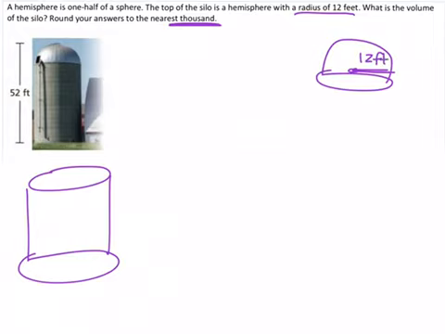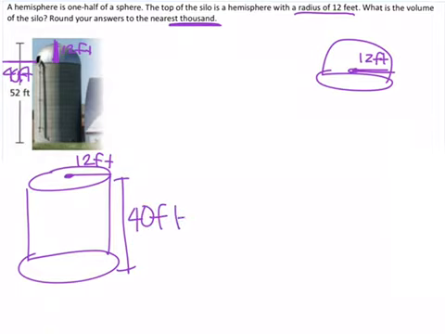Now, if the radius is 12 feet, guys, that also means that this part is 12 feet high, which is going to help us find the height of our cylinder. The cylinder has the same radius as the hemisphere because they're the same object. But if I subtract the 12 from this 52, the height of the cylinder ends up being 40 feet. So the height of the cylinder is 40 feet. So what we're going to have to do, guys, is find the volume of both of these figures and then just add them together.